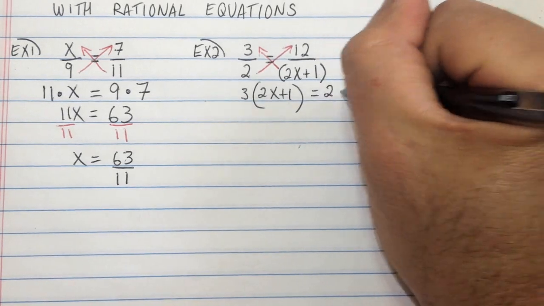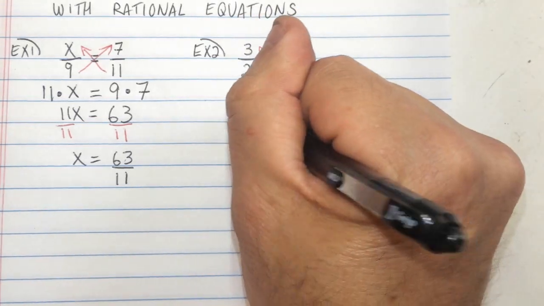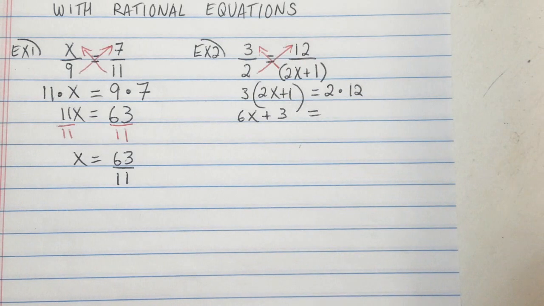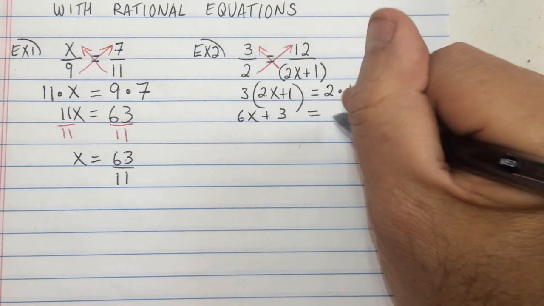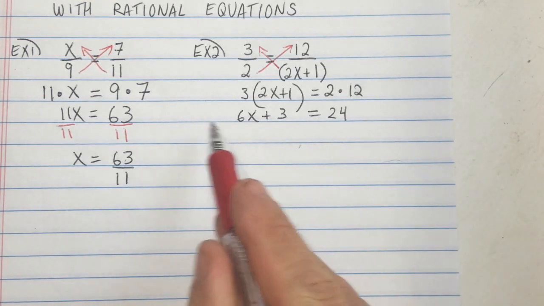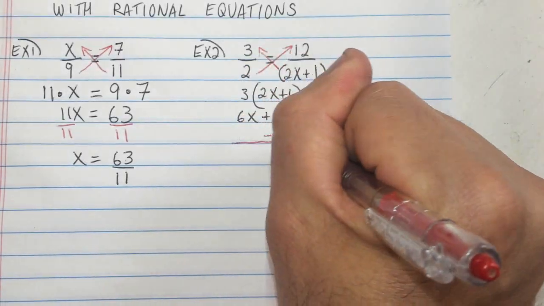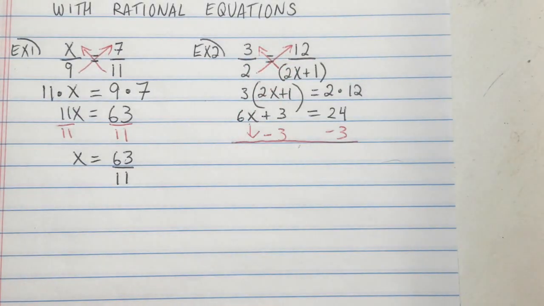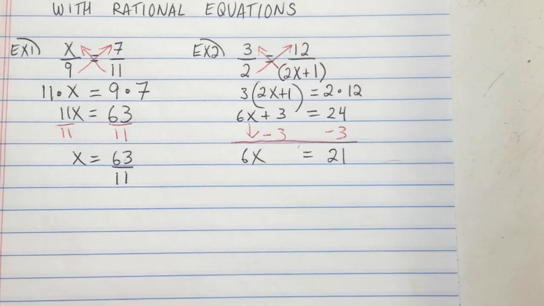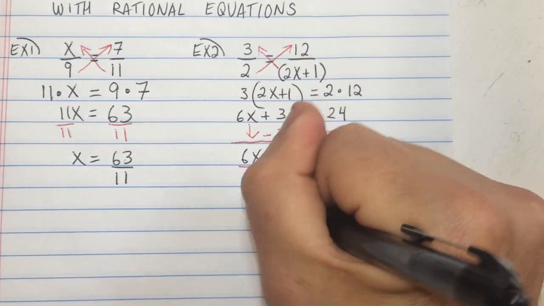And then we're doing 2 times 12. This step will go ahead and just distribute the 3 into both numbers, and we'll get 6x plus 3. And then 2 times 12 would give us 24. It's a two-step algebra equation. The first step is to remove the plus 3 from both sides. We're going to get 6x equals 21. And then divide 6 to both sides, and we're going to get x equals 21 over 6.